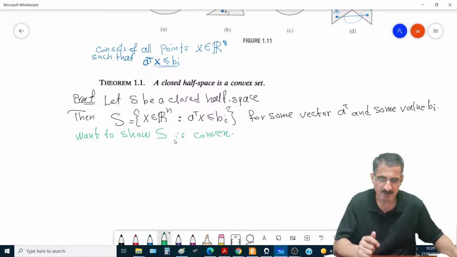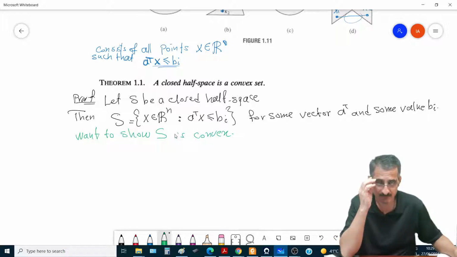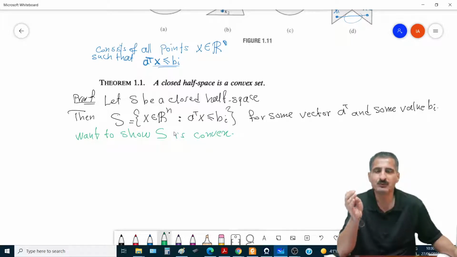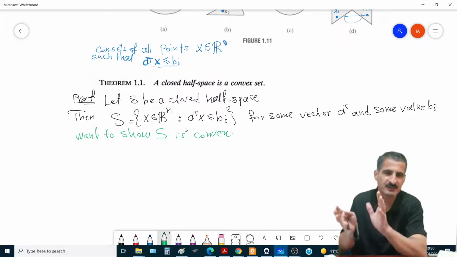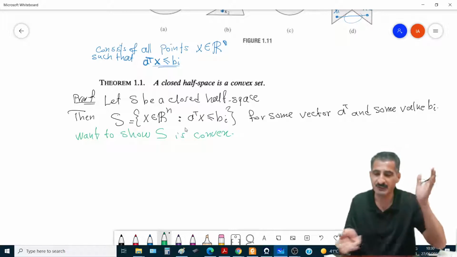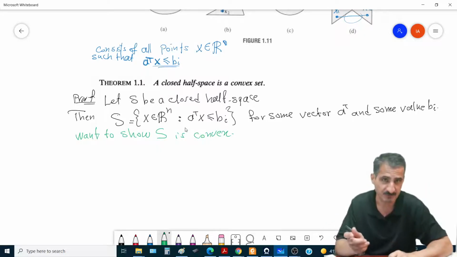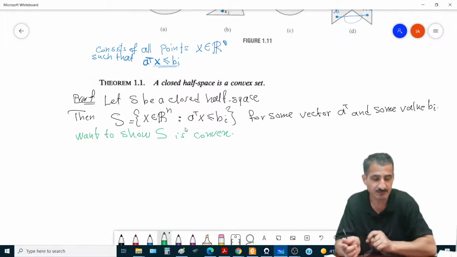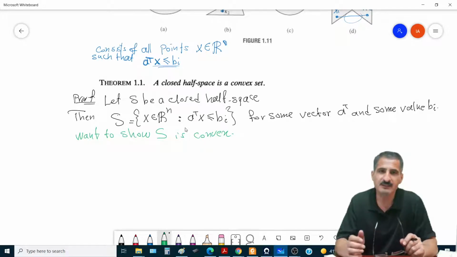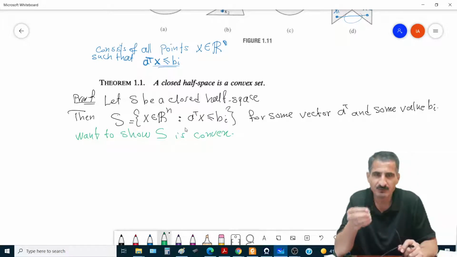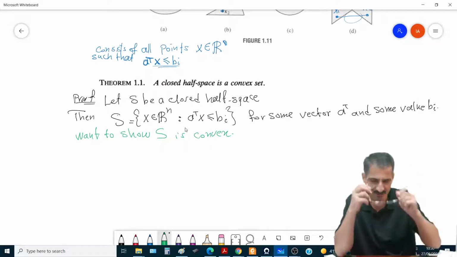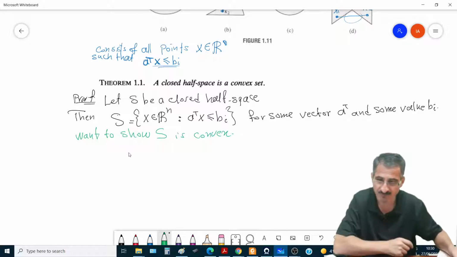Okay, now here you may say, but it's clear, why are you proving this? It is a line, then take one of the sides of the line. It is convex. Or a plane, take one of the sides of the plane. What about higher dimension? But the idea here is that we want to get used to doing proofs with convex sets. We want to use the definition we just introduced for a convex set.